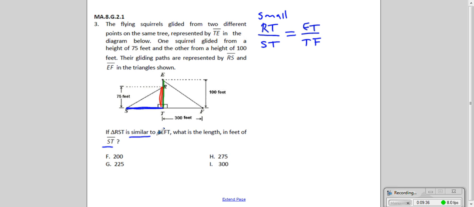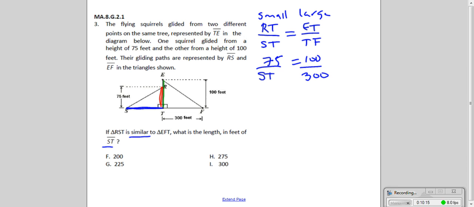Now we can plug in what we know. We know that RT, which is the red RT, gives this line over here and it tells you that that's 75 feet from top to bottom. So even though they didn't write it right here, we can still tell that it's supposed to be 75 feet because of the continuation line. So that's 75 over ST, which we don't know, so we're going to leave that as ST. By the way, this should have been large, equals ET, which is going to be 100 from the given information, over TF, which again is given information, which is 300.